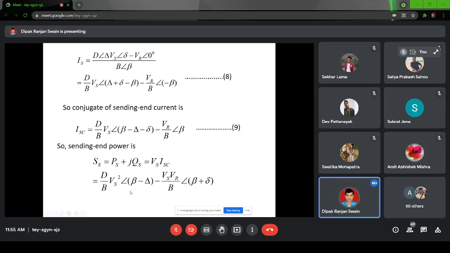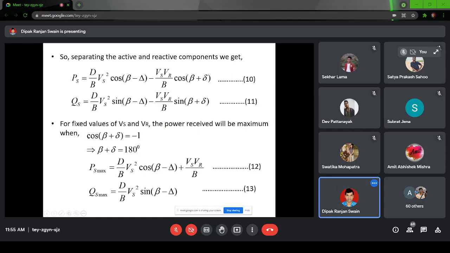power. Now from that, again, I have to separate the real part and imaginary part. The real part will give you the sending end active power, and the imaginary part will give you the sending end reactive power. So separating the real and imaginary parts, this is the expression for sending end active power, and similarly sending end reactive power.